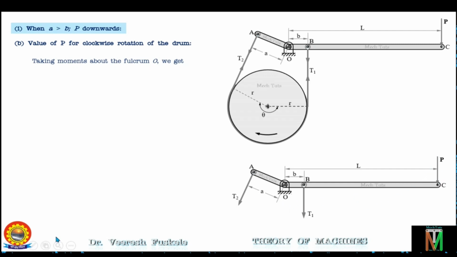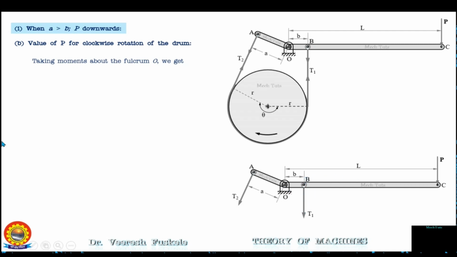Now this is the free body diagram of the lever in this case, which is involving force P, T1 and T2. Now taking moments of the forces about the fulcrum O, we have T2 will rotate the lever in the anti-clockwise direction about the fulcrum. So the moment of T2 will be positive and the magnitude will be T2 into A, that is the perpendicular distance of line of action of T2 from fulcrum, that is nothing but A. Then force P will rotate the lever in the clockwise direction about the fulcrum. So the moment of force P will be negative and the magnitude will be P into the distance L. Similarly, T1 will also rotate the lever in the clockwise direction about the fulcrum. So the moment of T1 will also be negative and the magnitude will be T1 into B.